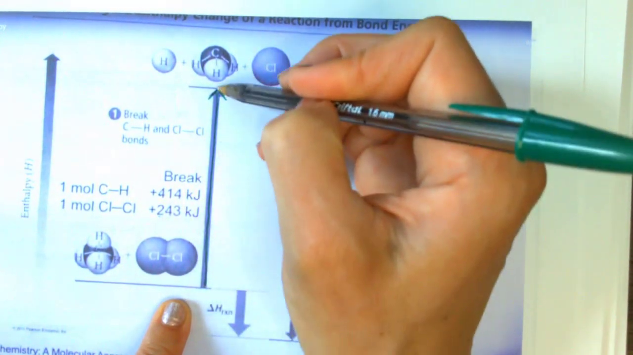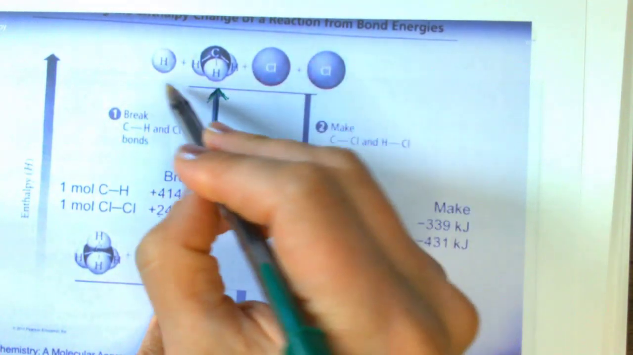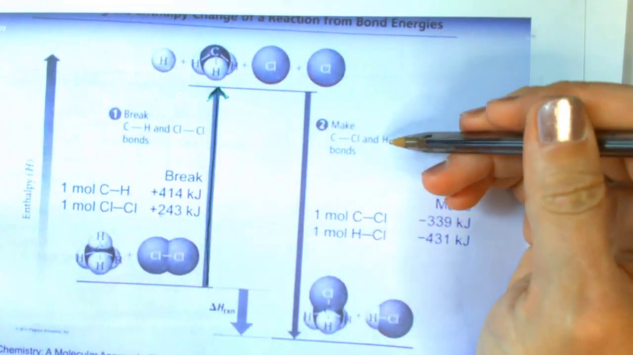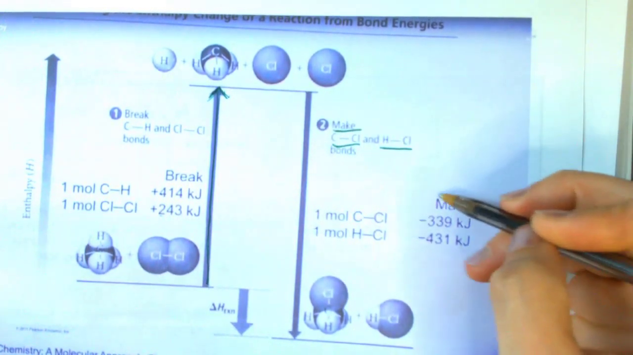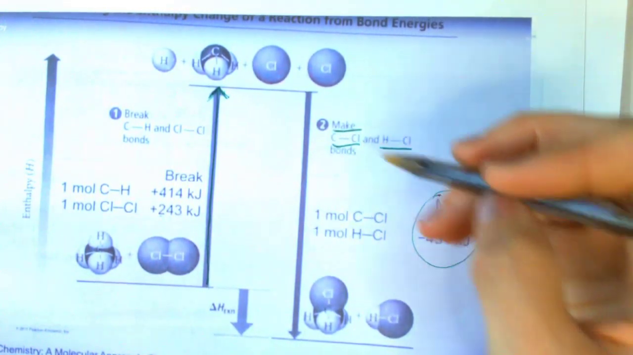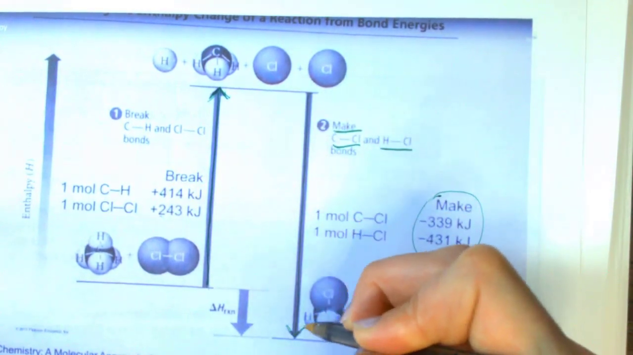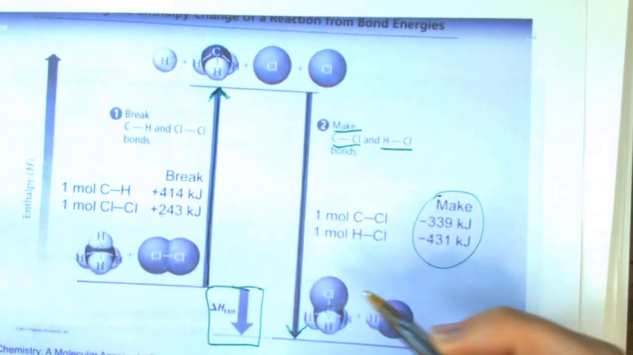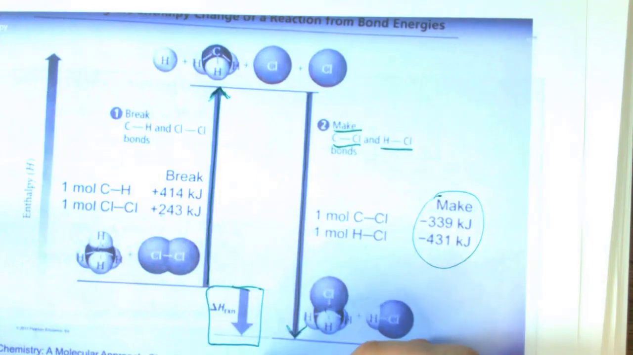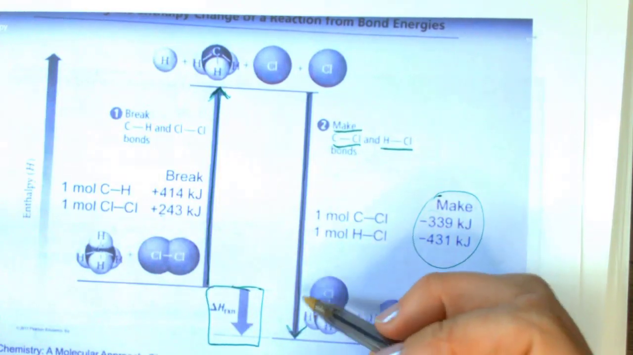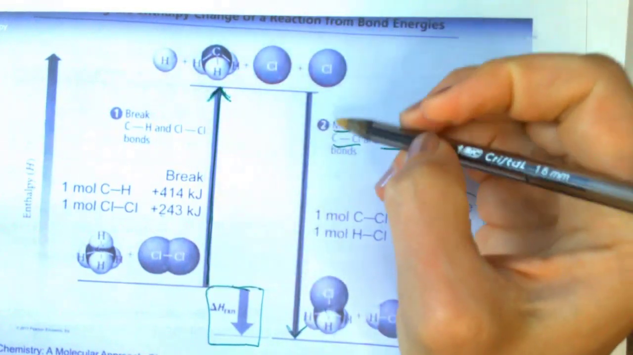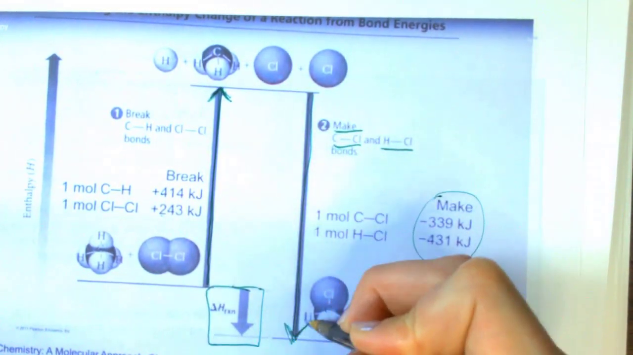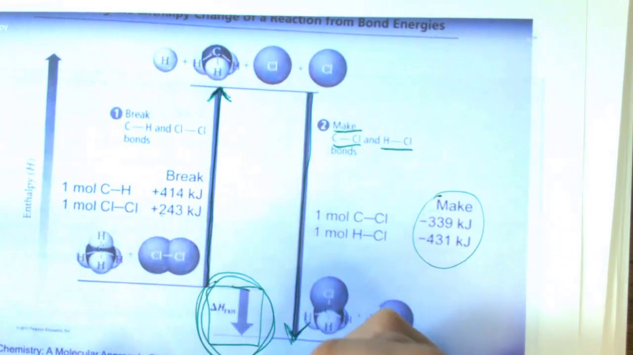We can see how much energy it took to break those bonds. And then to make those two bonds in the products, we can see how much energy was released. And this is our net delta H for the reaction. It's just showing the difference between the two. This is how much energy it took to break. This is how much energy it took to make. This is my overall delta H.